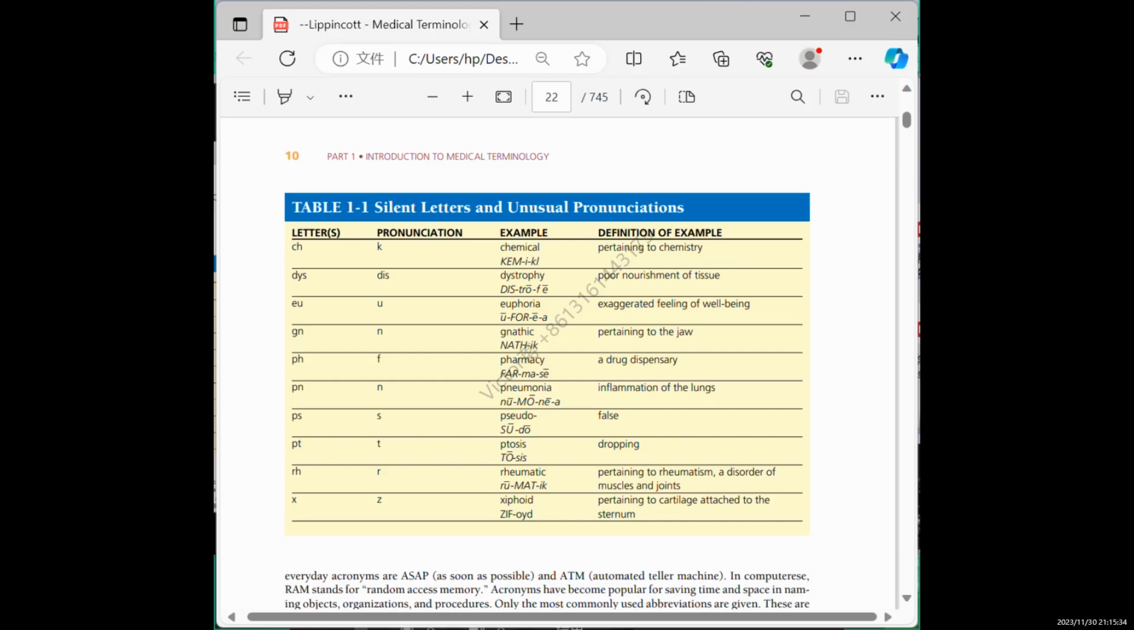And here EU, read as you, euphoria. EU means good. As we know, EU in capital letters means European Union, right? But here EU means good. You just remember good. Okay. Euphoria. You see the definition in the example: euphoria means an exaggerated feeling of well-being.